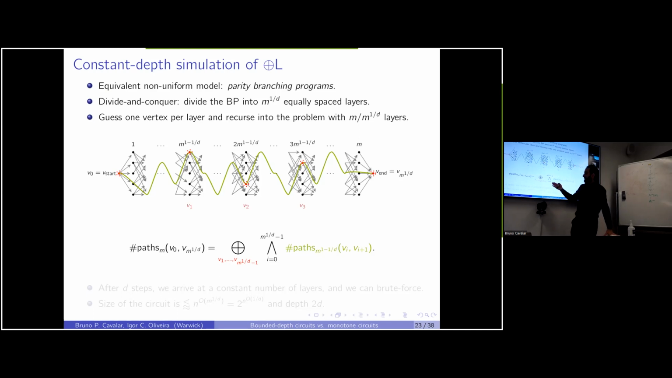Okay, so this makes sense. Does this make sense to you? You are summing over all the paths and you're multiplying the number of paths between each part. And here there is a multiplication because modulo 2, the XOR is the summation.